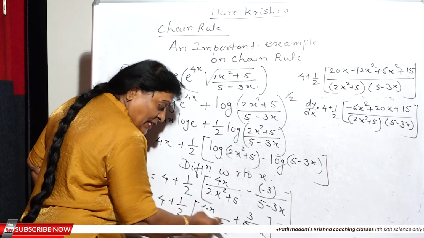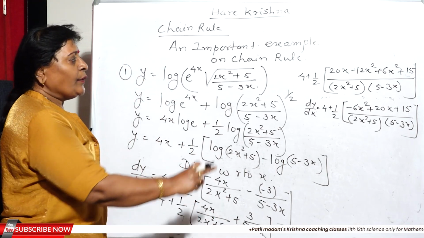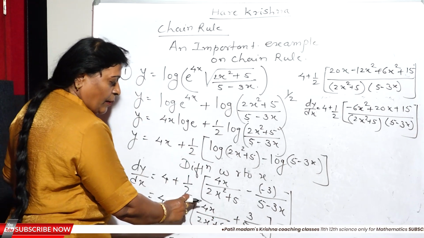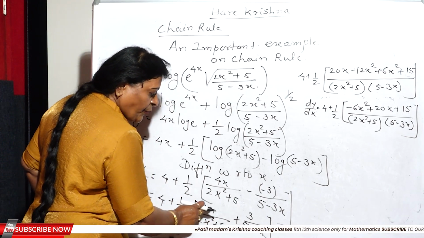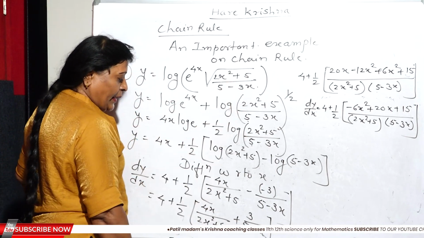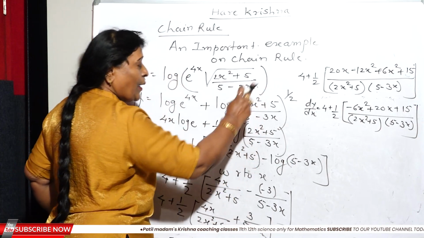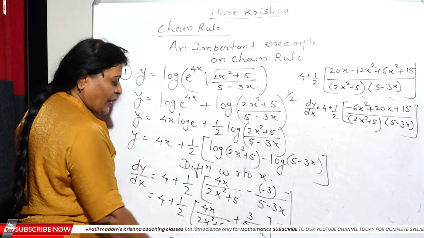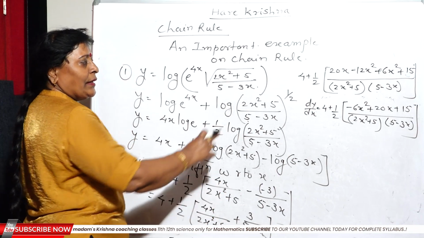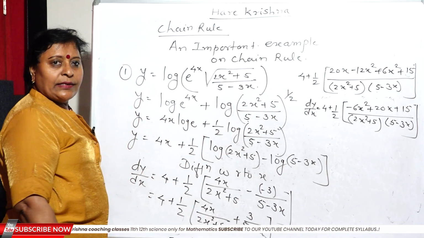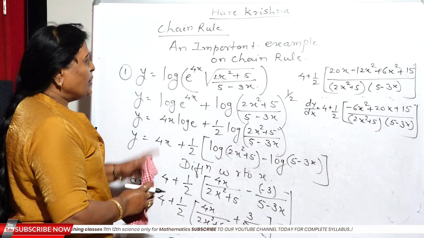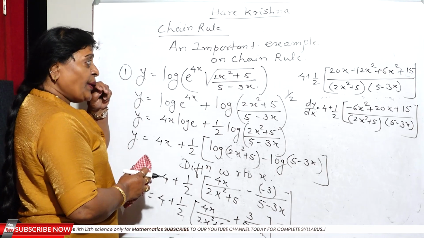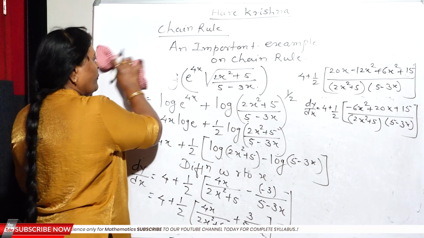And again, since this is the addition of two fractions, you can cross multiply. While making the cross multiplication, 4x into 5 you will get 20x. 4x into minus 3x, minus 12x square. 3 into 2x square is 6x square, and 5 threes are 15. Isn't it? And simplify, you will get the result. So this is about the chain rule, an important example from chain rule.